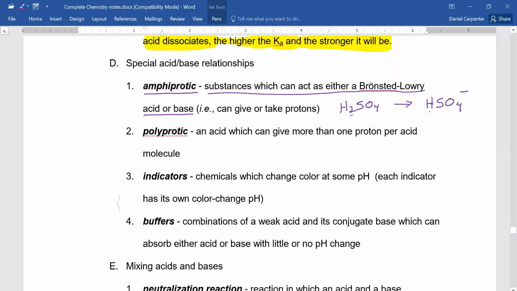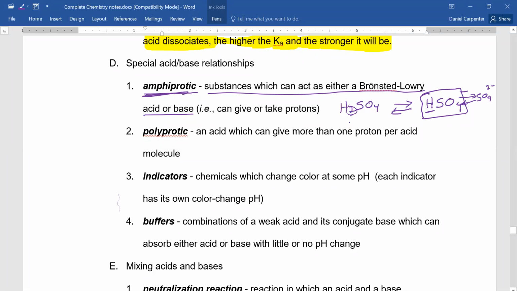So it still has another hydrogen to give. That makes it an acid. But it could take back the second hydrogen that it gave away, and taking back a hydrogen makes it a base. So according to the Bronsted and Lowry definition, this would be an example of an amphiprotic substance, one that could go both ways. This could give to become SO4 2 negative.